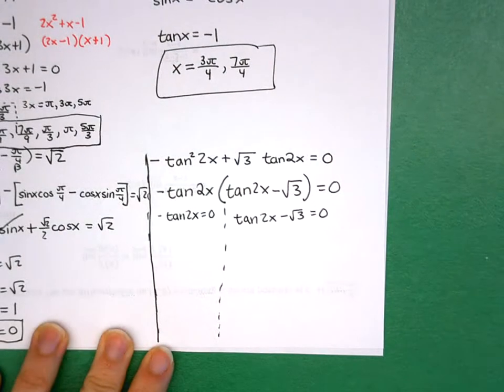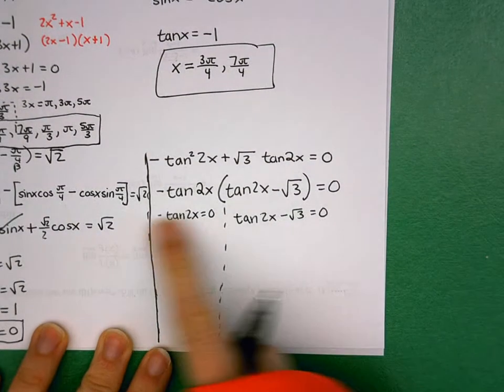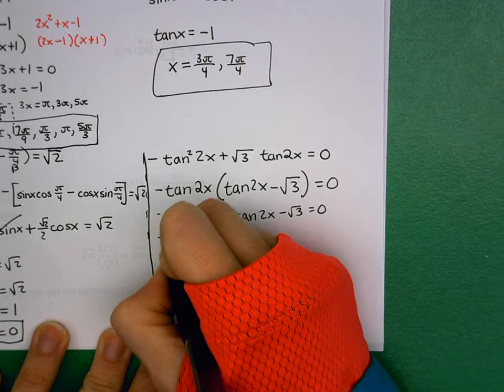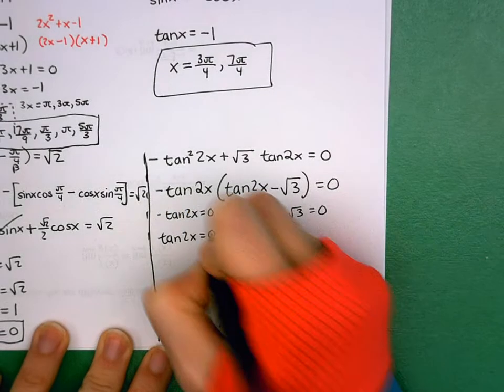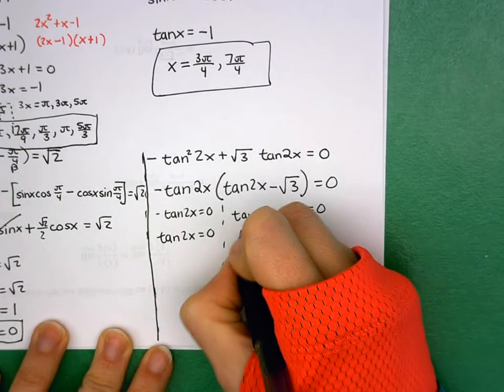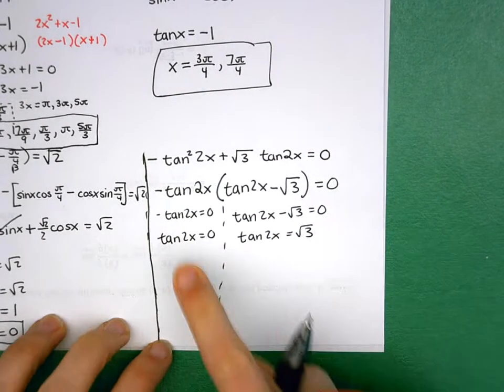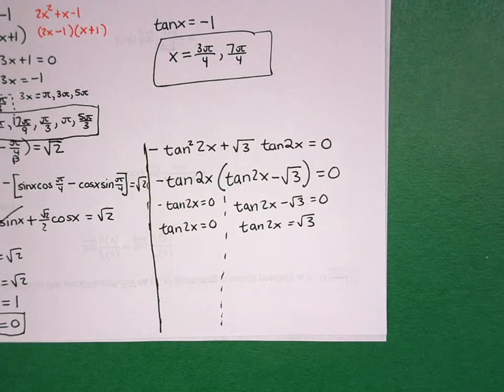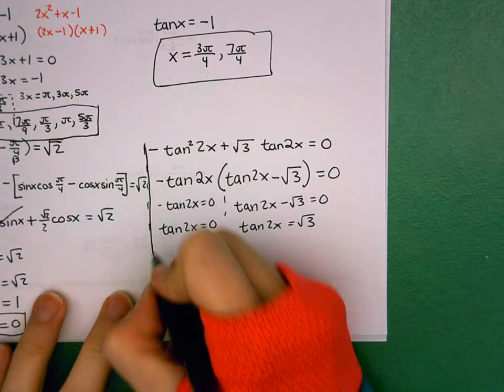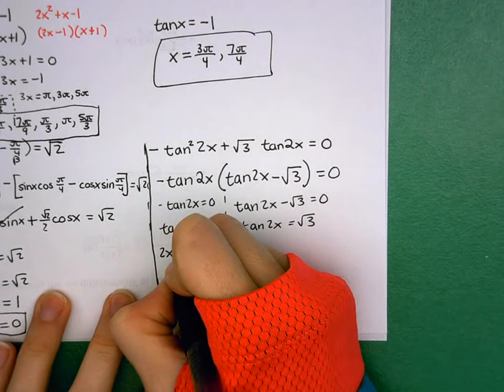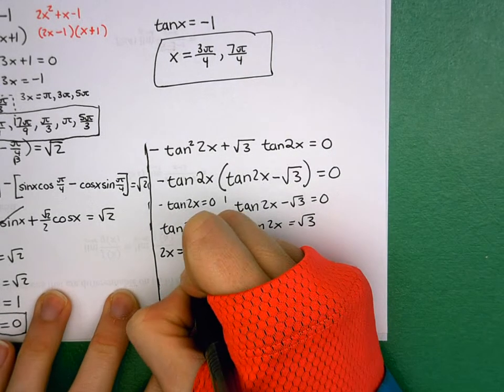So then dividing the negative over, we get that tangent of 2x equals 0. Adding the root 3, we get tangent of 2x equals root 3. And so then you'd be thinking through, okay, where does my tangent of 2x equal 0 between 0 and 2 pi? And you should land on 0 and pi. Both 0 and pi have a tangent of 0.